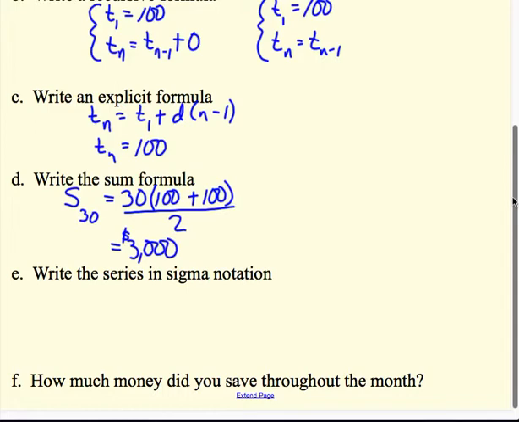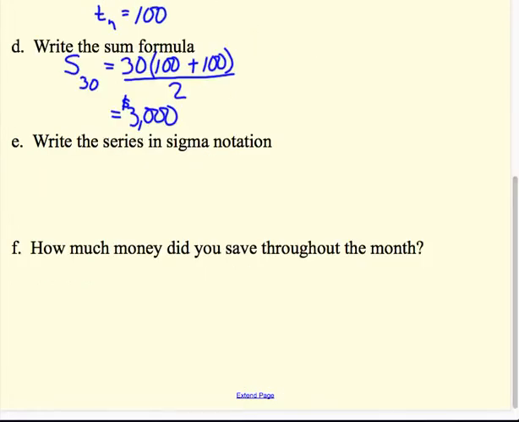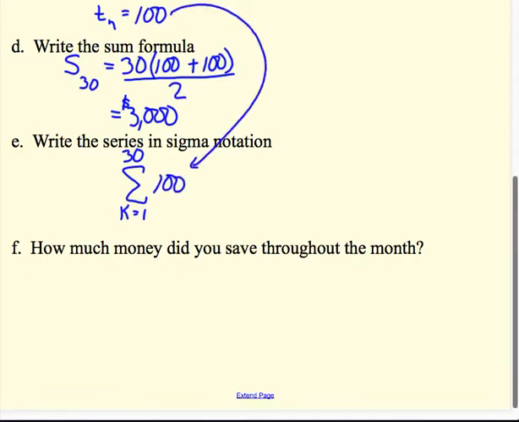To write it in sigma notation, we would start with k equals 1 to 30, because we're saving for 30 days, of 100, and that comes from the explicit formula that we wrote in part C. Don't let it confuse you that there's no variable. All that means is that your first term is 100, your second term is 100, and so on. And so this comes from our sum formula. We saved $3,000 over the course of the month.